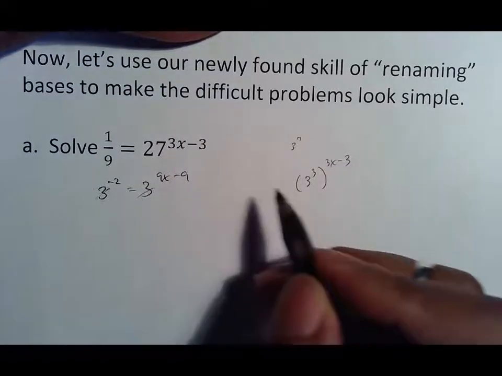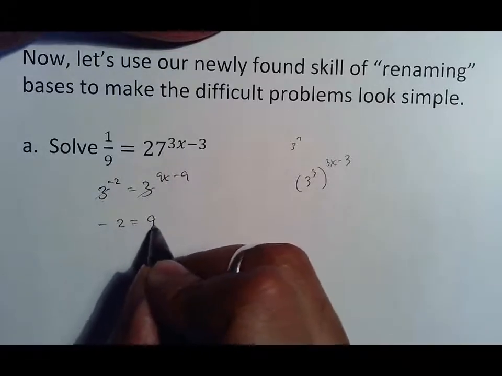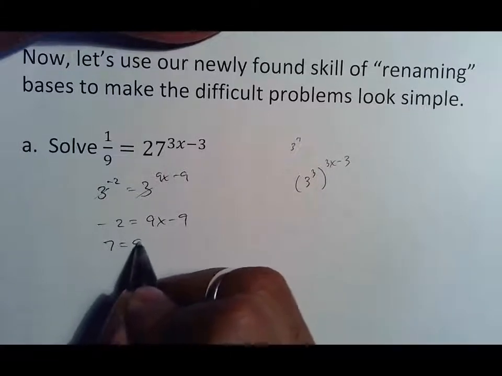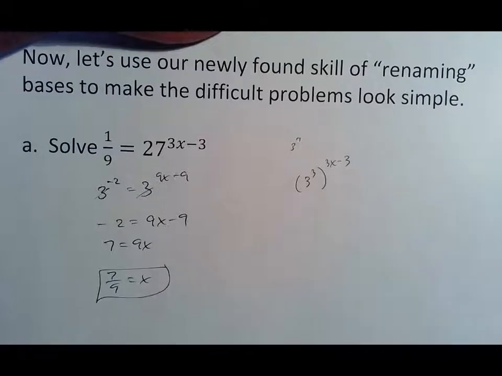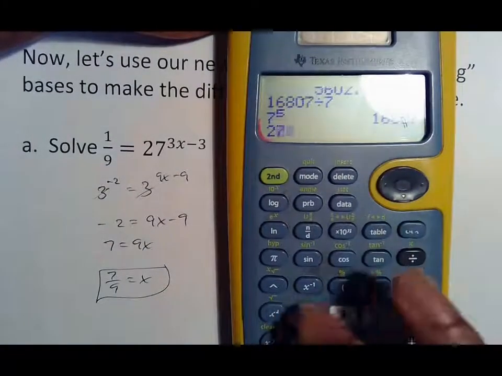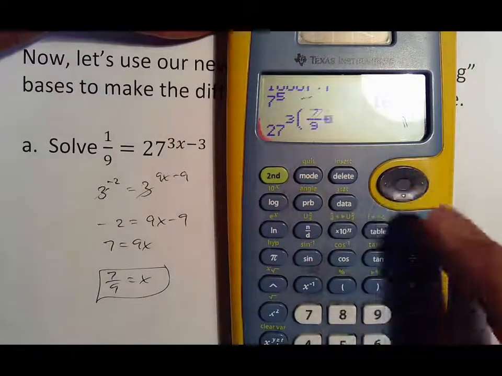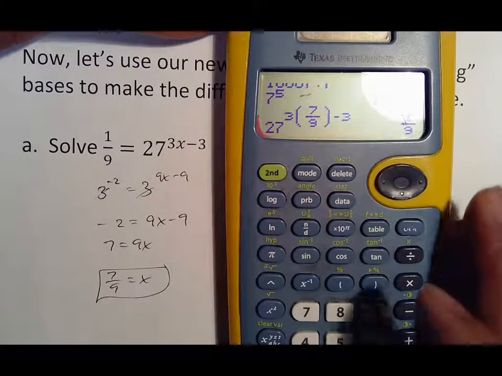And now that my bases are the same, we take it back to the level of what I showed you first, which is negative 2 equals 9x minus 9. Adding 9 makes that 7 equals 9x. Dividing by 9, 7/9 equals x. There you go. So let's see. 27 to the 3 times 7/9. I hope this works. It'd be embarrassing if it didn't. Minus 3, which is 1/9. There you go.